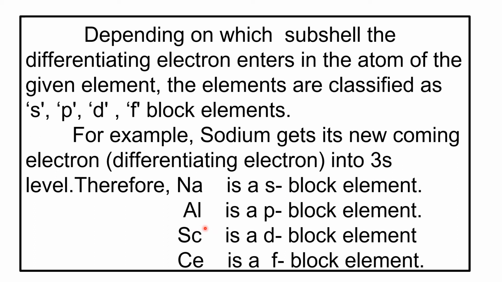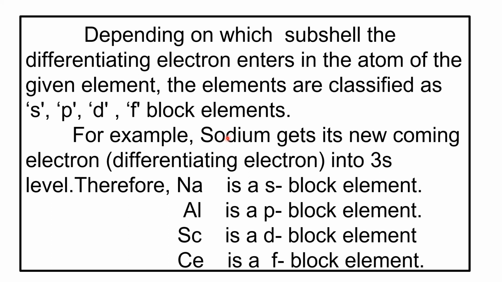Similarly, aluminium is getting new differentiating electron in the P orbital. So, aluminium is a P block element. Similarly, scandium is getting a D block electron. So, it is known as D block element. And cerium is getting an F block electron as its differentiating electron and it is known as F block element. So, here you must notice that the differentiating electron into which it enters can classify the group of elements as S, P, D or F block element.